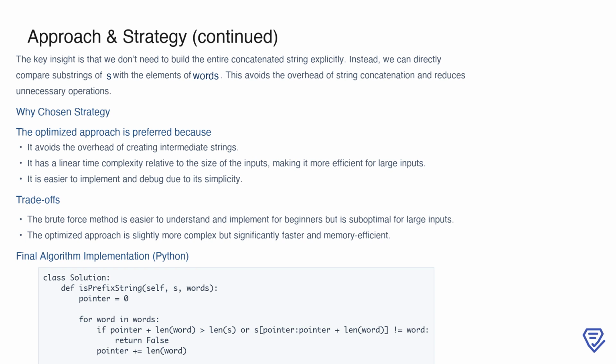However, there are trade-offs to consider. The brute force method is more beginner-friendly and easier to implement initially, but it becomes impractical for larger inputs due to its quadratic time complexity. On the other hand, the optimized method, while slightly more complex, is far better suited for handling larger datasets. The final algorithm is straightforward to implement and strikes a balance between simplicity and efficiency.